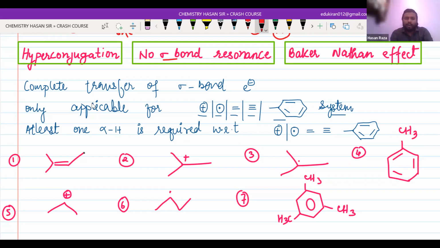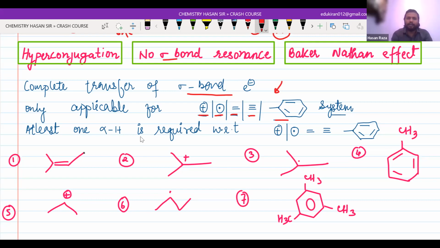Now, partial transfer of sigma electron takes place, only applicable for carbocation, carbon free radical, double bond, triple bond, and phenyl system. How are you going to recognize whether it is hyperconjugation or not? Only these systems will show hyperconjugation, and with respect to these systems, we calculate alpha carbon and alpha hydrogen.